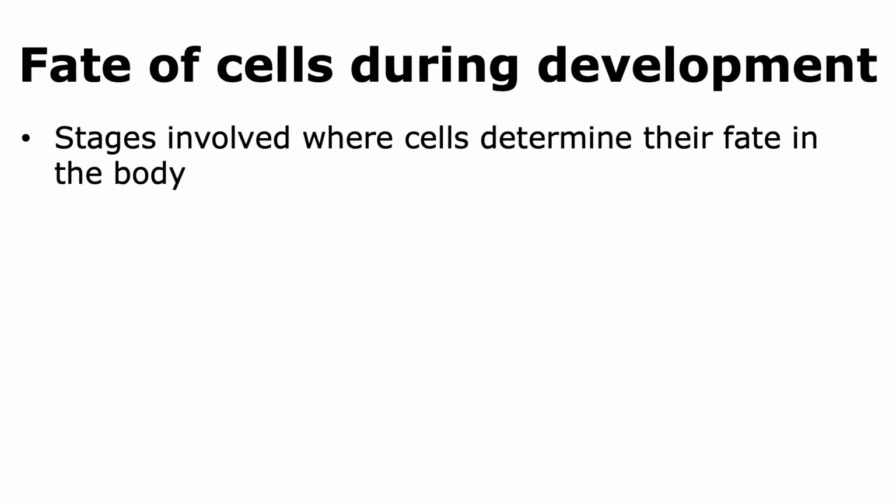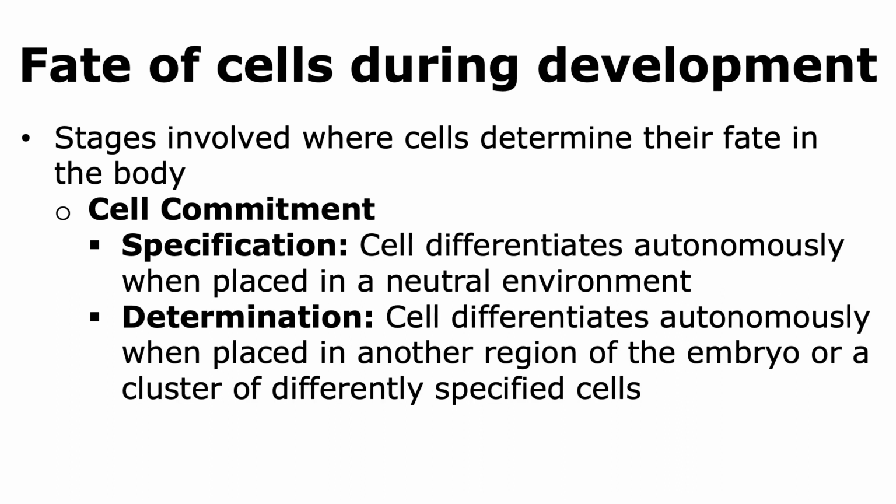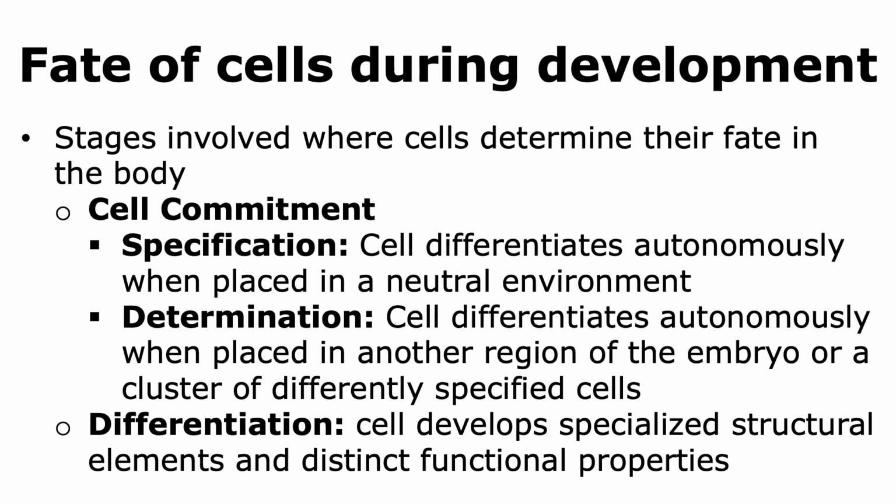The different stages that enable cells to determine their fate in the body include the stage of cell commitment. Now, cell commitment requires the process of specification to occur, followed by the process of determination. Once cell commitment has been finalized, the cell undergoes differentiation, which allows the cell to develop specialized structural elements and distinct functional properties. Now let us look at each one of these stages.